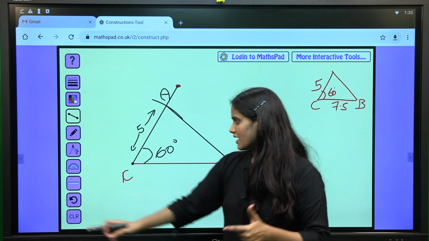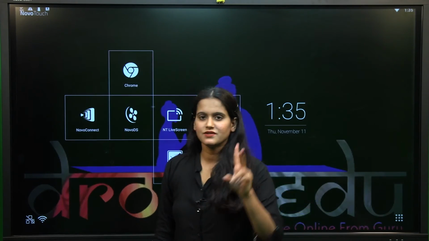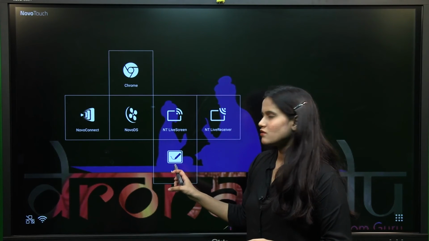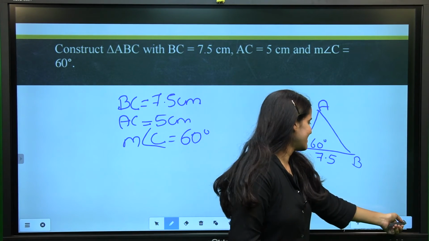And last criteria before right angle triangle criteria is that triple A. Means angle. Let's see what happens. So I think angle is, let's see which one is that.